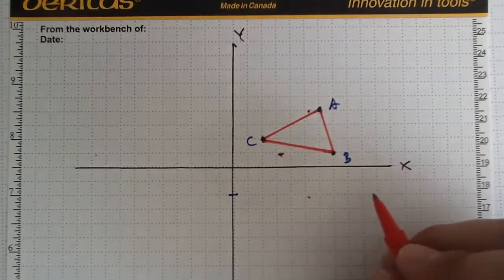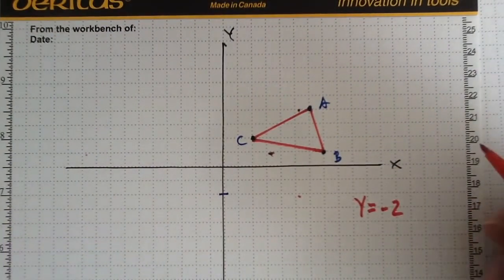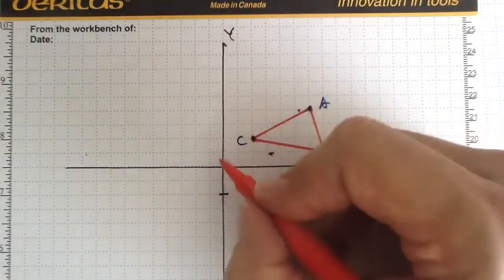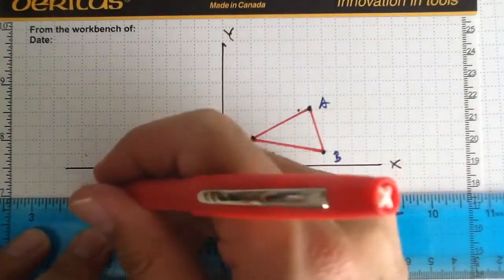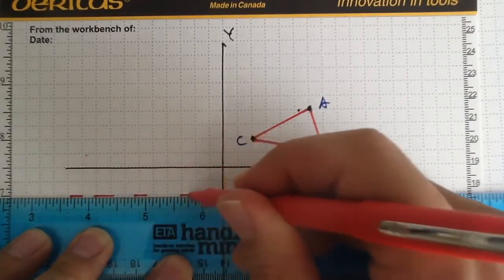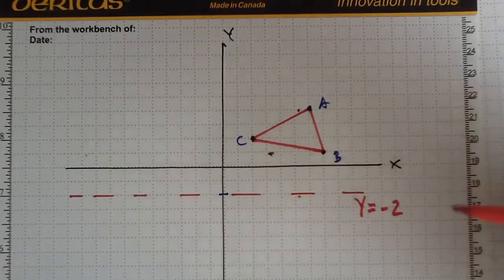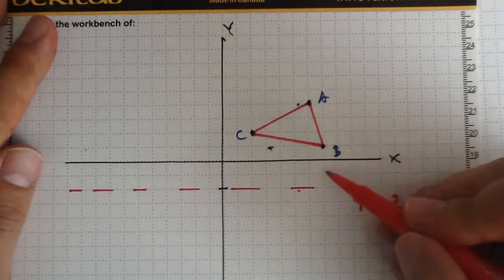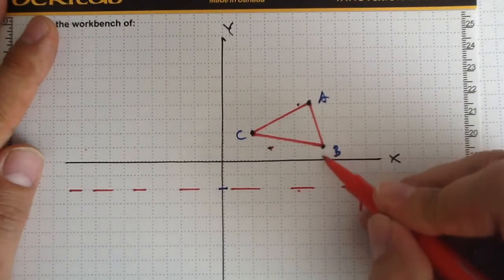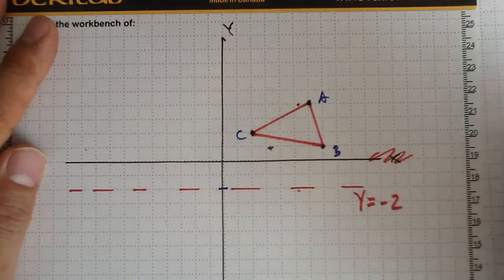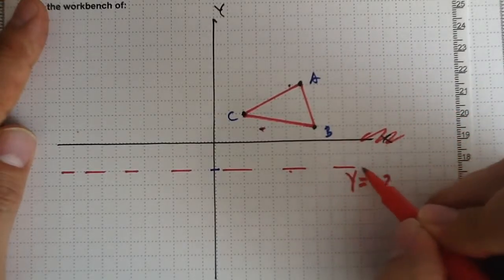But what I'm going to do is make the line y equals -2 my line of reflection. In other words, if I go down 2 on the y-axis and I draw a line, well, then the reflection acts differently. So I'm not using the x-axis. Like for B here, B is one space away from the x-axis, but we're not paying attention to the x-axis because that's not our line of reflection. Our line of reflection is down here.